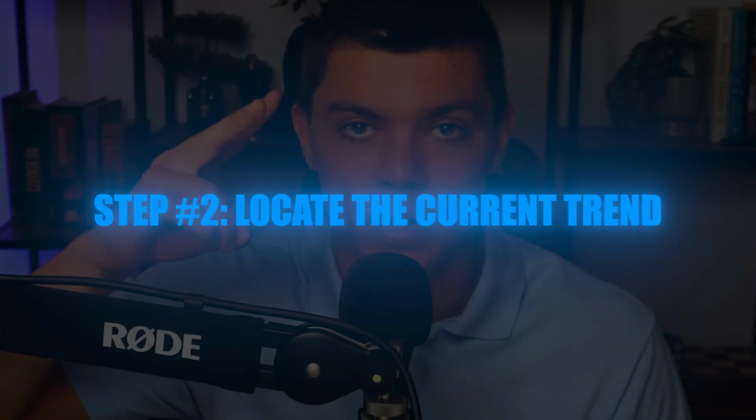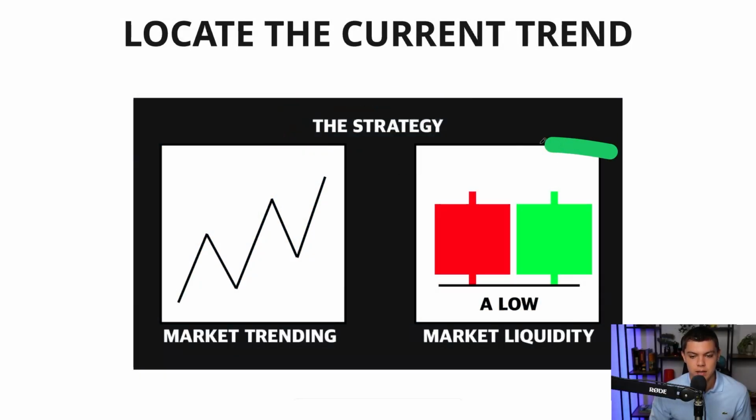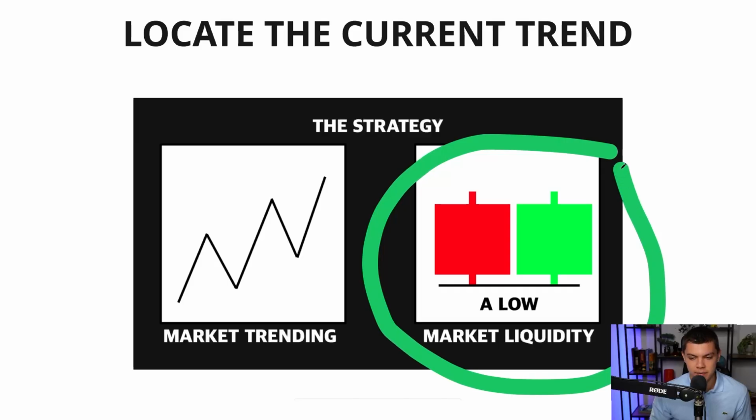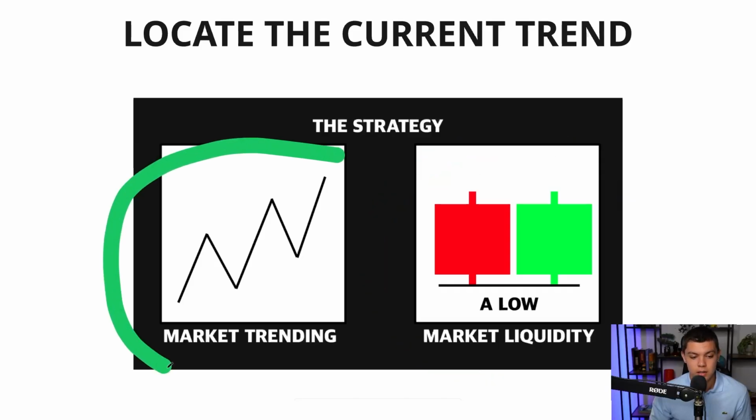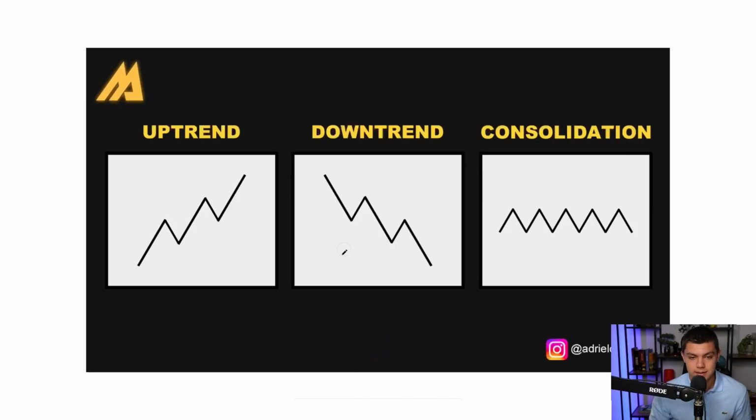So step number 2 is to locate the current trend. Now this is pretty much a strategy. Liquidity is gonna be our take profits, and all we gotta do is follow the trend, and this is where the money comes in. So essentially, what are these trends? There's pretty much 3 trends in the markets. There's the uptrend, downtrend, and consolidation, right?